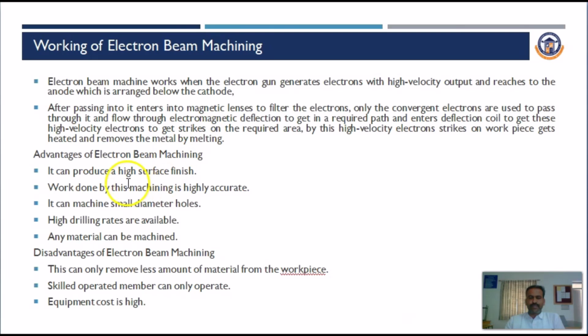Then the advantages of electron beam machining: it can produce a high surface finish. It can machine small diameter holes. High drilling rates are available. The disadvantages: it can only remove a small amount of material from the workpiece. Only a skilled operator can operate it, because we are enabling the cathode and anode and producing the electron beam, so we need skilled operators. The equipment cost of electron beam machining is very high compared to other processes. These are some advantages and disadvantages of the electron beam machining process.